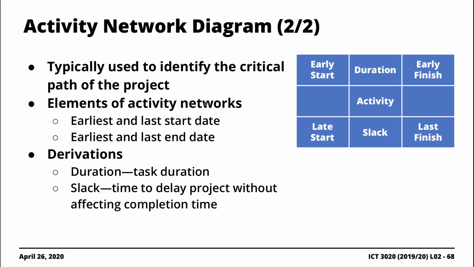Like I said, we typically use this to identify the critical path. Key elements here are the early start date, early finish date, late start date, late finish date, the duration associated with the task, the slack, and the activity name. These entities such as early start date, late start date, early finish, and late finish, including slack, would also be derived. So the only input that goes to the different activities is the duration and the activity name.